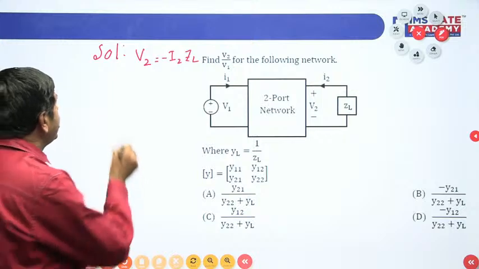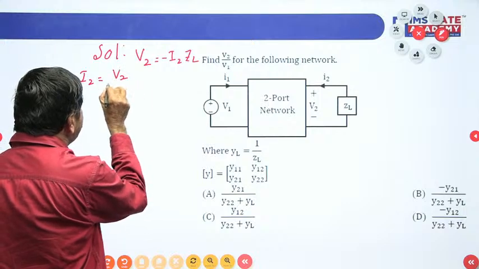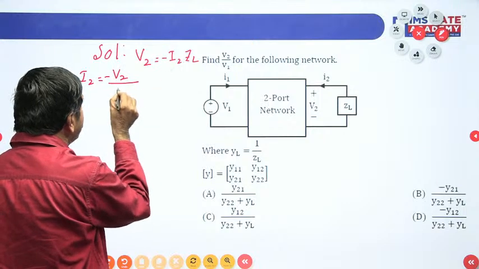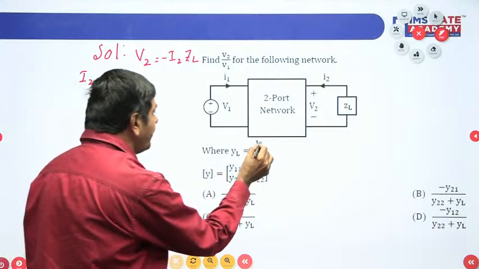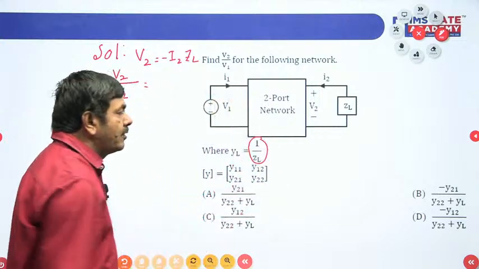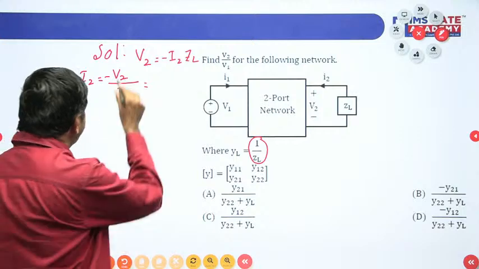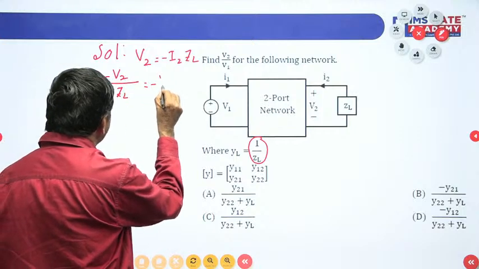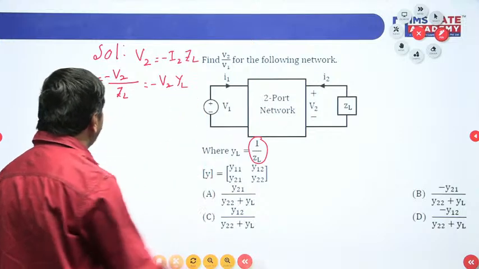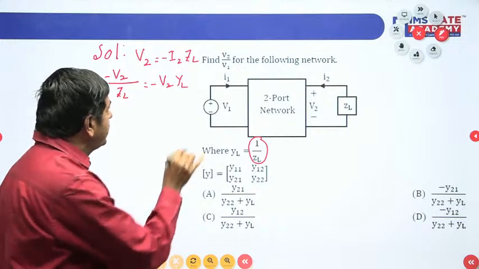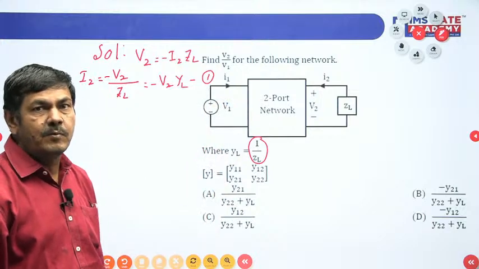But what about this I2? The current I2 here, I can get as minus V2 by ZL. You know very well, YL equals 1 by ZL, where Y suffix L is given in the problem. That is the admittance. So I2 equals minus V2 into YL. I want to keep this as equation number 1.